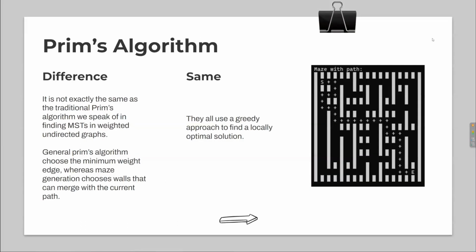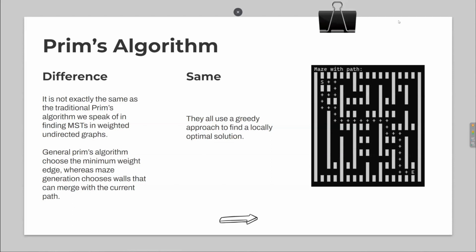Hi, I'm Zhen, and today I want to talk about Prim's algorithm. First, I chose this topic because I got ideas from the AI Pigment project. It used a maze as a test site, so I wanted to research it. And this maze generation Prim's algorithm is different from the traditional Prim's algorithm that finds MSTs. But the same point is they all use a greedy approach to find a locally optimal solution.